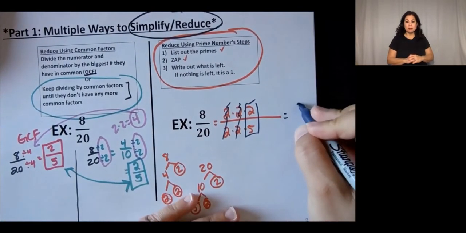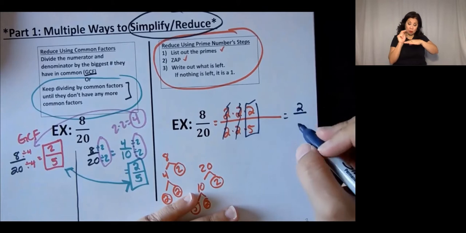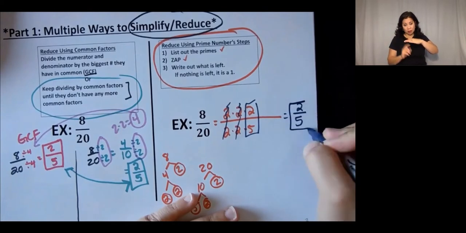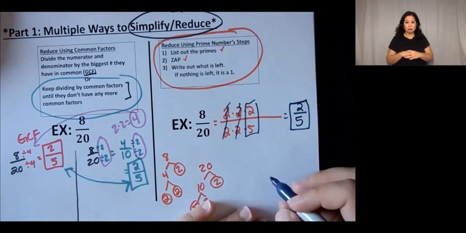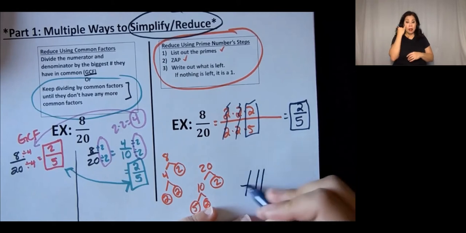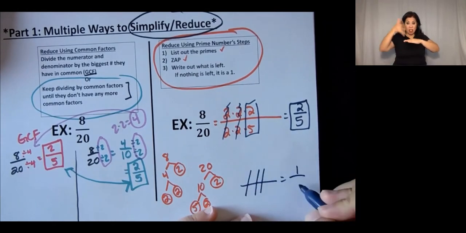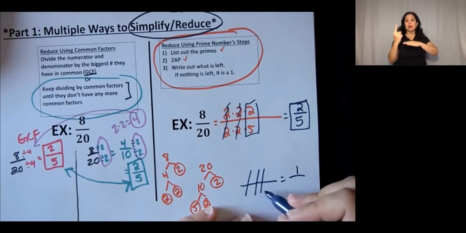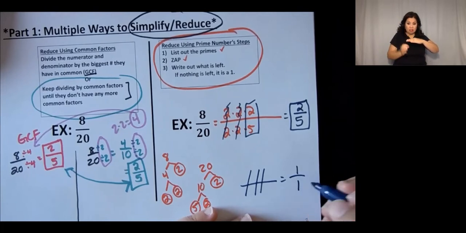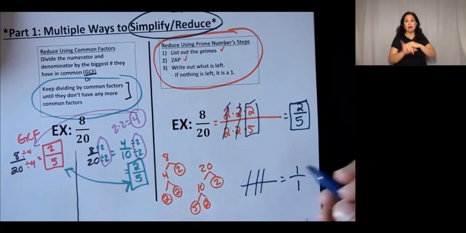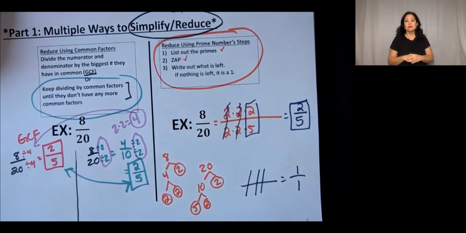Whatever is left on top is the numerator. Whatever is left on bottom is the denominator. In case you zap numbers out and there's nothing left on top, then you just leave it a 1. If there's nothing left on bottom, then you make that a 1 as well. So we'll see some examples of that too.